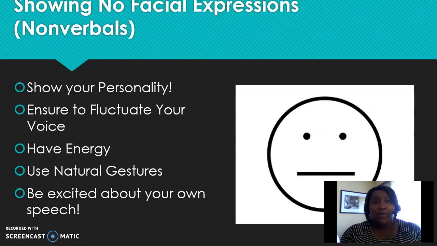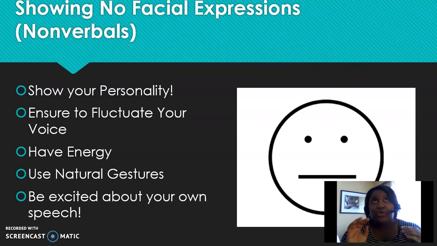The next thing is not showing facial expressions. If you are going through your speech, this is a good time to use the mirror that I'm talking about. See how you look. Do you have a totally blank face? Do you smile when you're talking about that story that you're really excited about? Do you actually move your lips and actually pronounce your words? What are you doing to show that I'm into this speech and I care about it? And it'll help you use natural gestures.